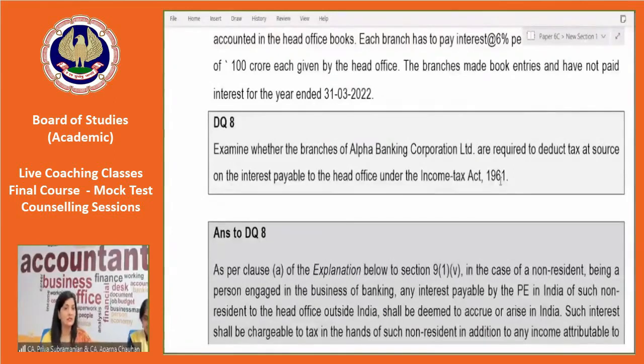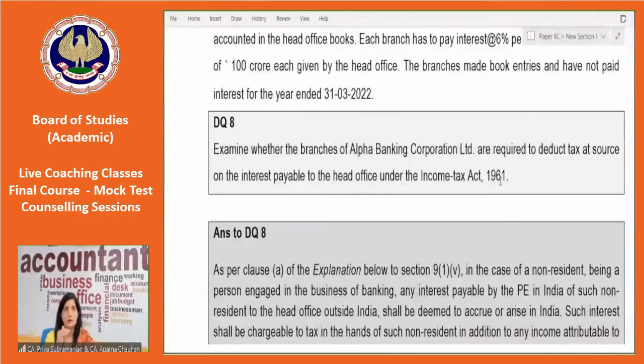For that purpose, Section 9, of course, the deeming provisions you have to check. First of all, while determining tax deduction at source, you have to check whether that amount is chargeable to tax in India or not. For that purpose, again, we have to go to Section 9. Section 9(1)(v) deals with the interest portion: when the interest would become chargeable to tax in India, when the interest would be deemed to accrue or arise in India in the hands of the non-resident.